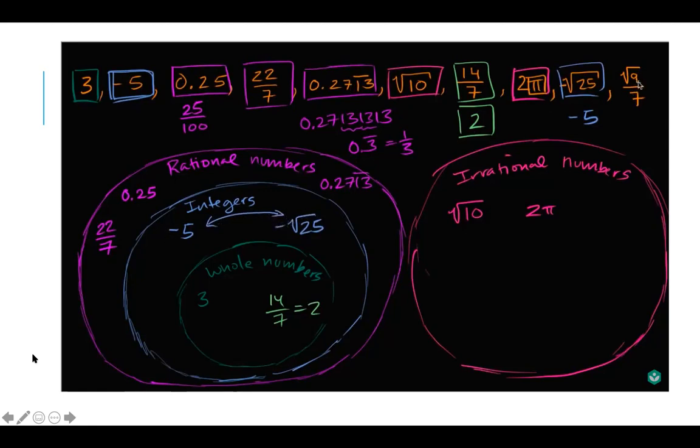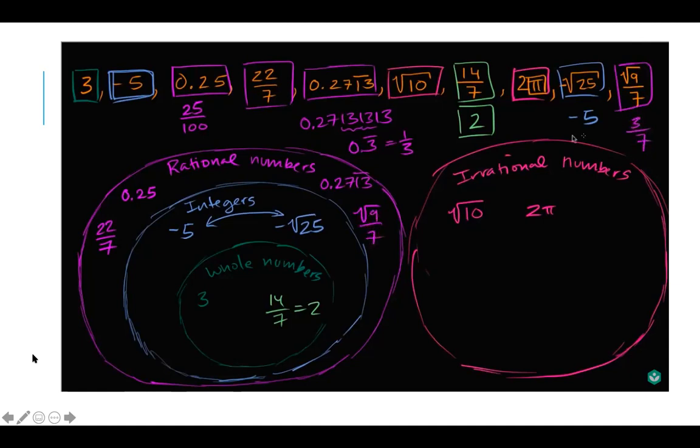And then you have the square root of 9 over 7. Well, what's the principal root of 9? The square root of 9 is 3. This is the principal root of 9, so it's 3/7. So this is a ratio of two integers. This is a rational number. The square root of 9 over 7 is the same thing as 3/7.